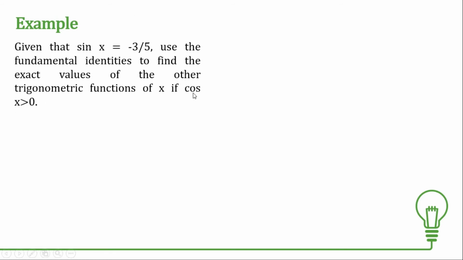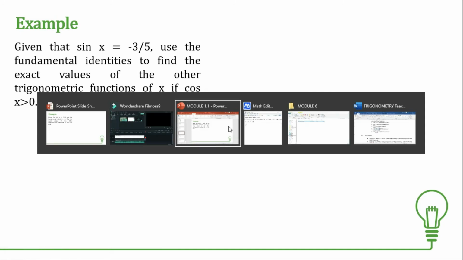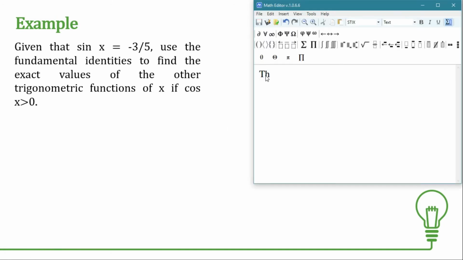So, saan lang po ba positive si cosine? That is quadrant 1 and quadrant 4. Pero dapat negative si sine. So, meaning to say, the angle lies on the 4th quadrant. Alright, the angle lies on quadrant 4. Alright, so this will be our guide.